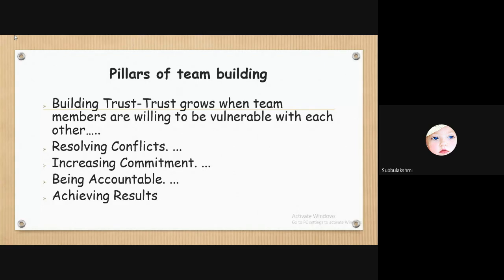The next is pillars. A strong building depends on the pillars that hold the building. Likewise, what are the pillars that hold a team, which is very important? See friends, the first point is trust. Mutual trust is very important. Whatever the misunderstandings or gaps, they will be there, since people differ and gaps will arise. So how to resolve them?